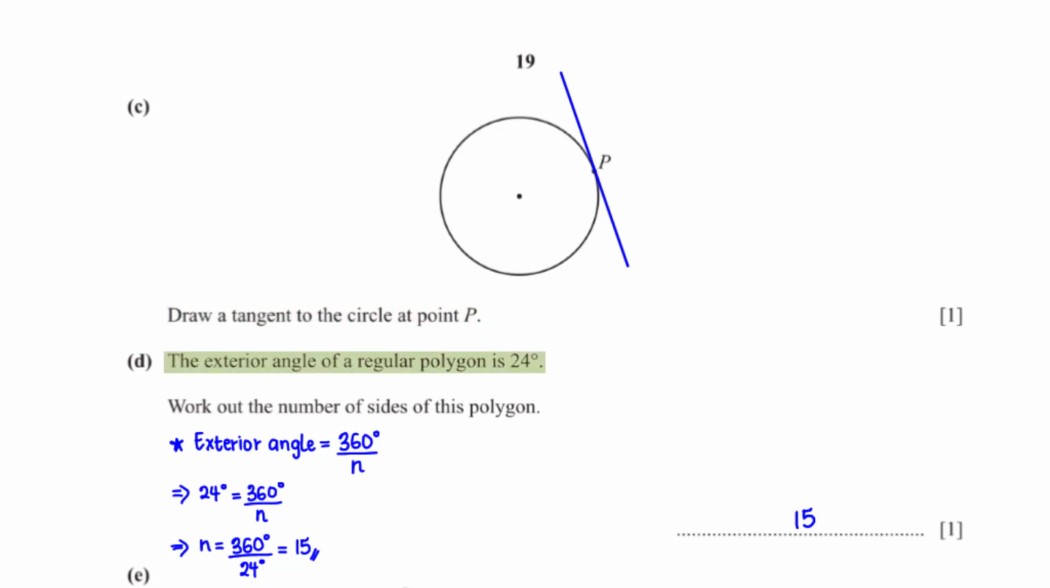The exterior angle of a regular polygon is 24 degrees. Work out the number of sides of this polygon. Here is the formula for the exterior angle of a regular polygon. We've been given the exterior angle as 24 degrees. When we make n the subject, this is what we have, which is equal to 15.